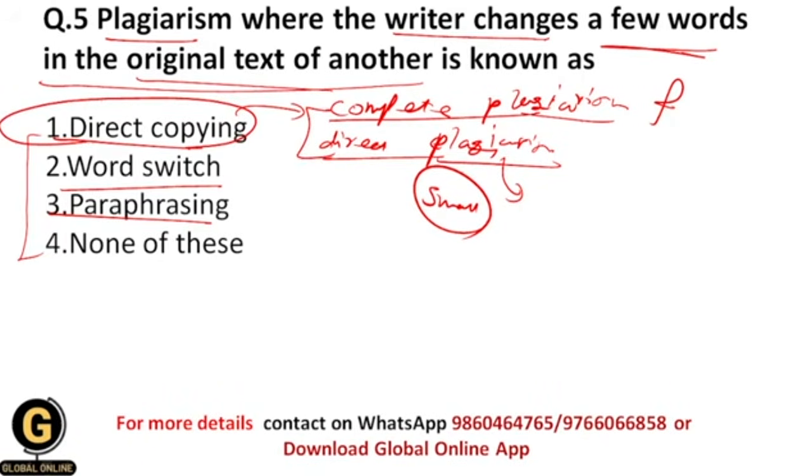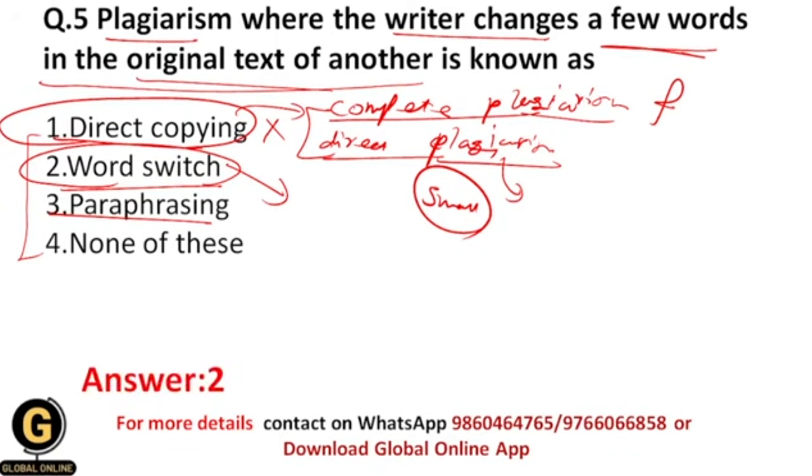So both of these are types of plagiarism, but here we don't change a few words in the original text, we are directly copying it, and that's why this option gets eliminated. What is word switch? Within word switch we change some words in the original text, and after that we copy that text and paste it in our research paper. So this is called word switch, and that's why your correct answer for this question is 2.